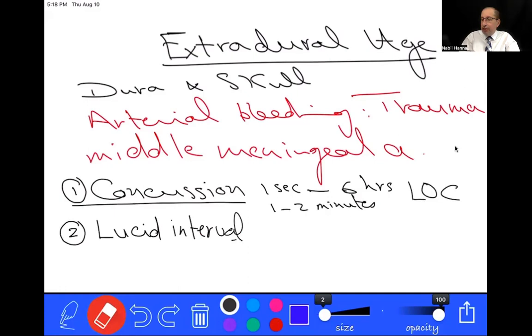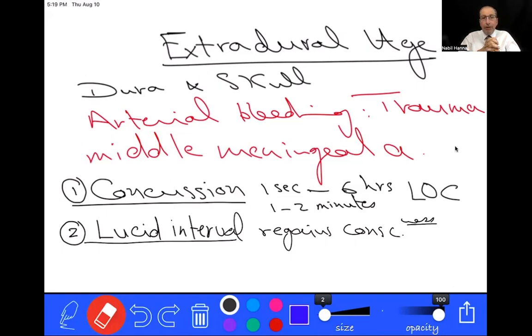So during this lucid interval, the patient regains consciousness, but what's going on inside? A middle meningeal artery is injured and arterial bleeding comes out. And by the way, arterial bleeding is serious, more dangerous than venous bleeding, because venous bleeding occurs kind of slowly. So even if we have a hematoma developing because of venous bleeding, this is going to take time to develop. But in arterial bleeding, this hematoma is going to reach big size in a relatively short time.